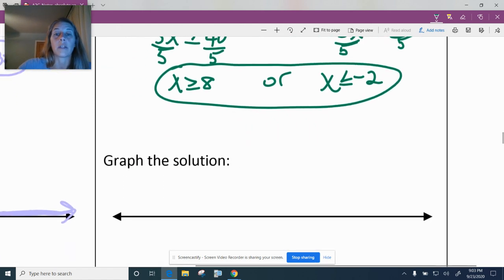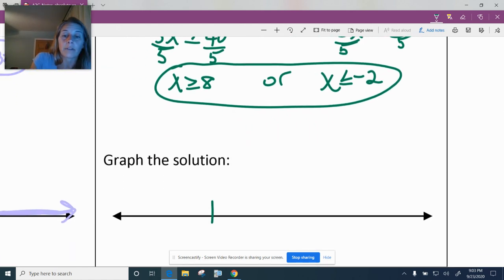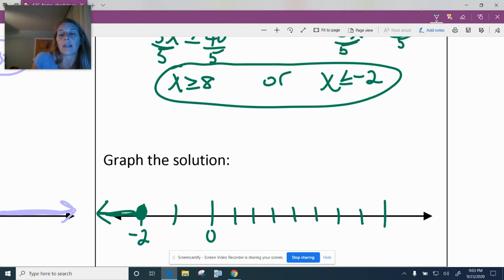And then we're going to put it on the number line. I have, let's say, a 0, negative 1, and negative 2. That's going to be a closed circle because of the equal to line, and x is less than would go to the left. Then 1, 2, 3, 4, 5, 6, 7, 8. Closed circle, and to the right.